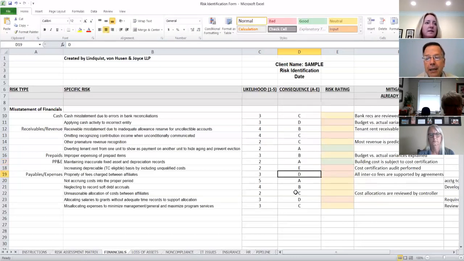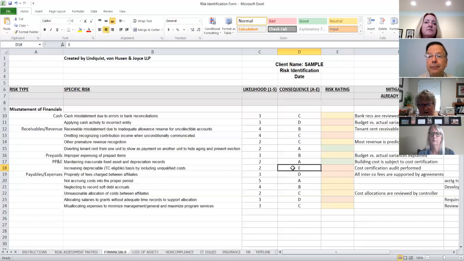So I made that an A, but here's an E, which is the most extreme consequence, and that was increasing depreciable basis by including unqualified costs or ineligible costs. I'm thinking about tax credits now, and putting something into the fixed assets that really is not capitalizable and having it end up in your eligible basis and getting tax credits on it, and then finding out later on that it's not eligible at all. Like a land cost ended up in building for some reason.